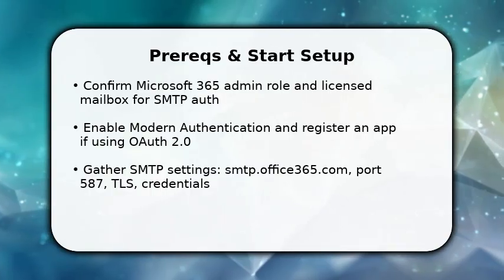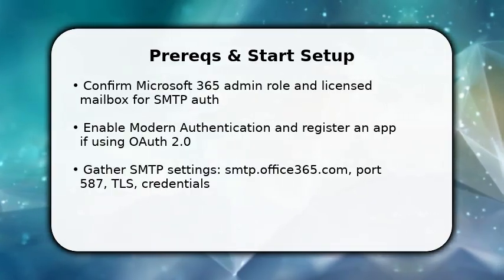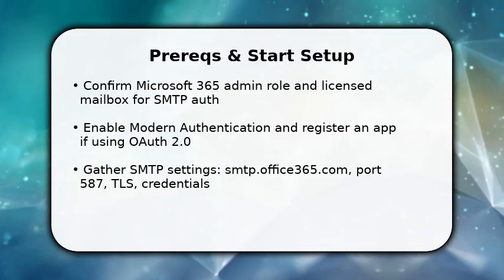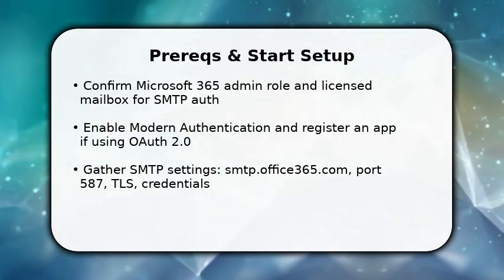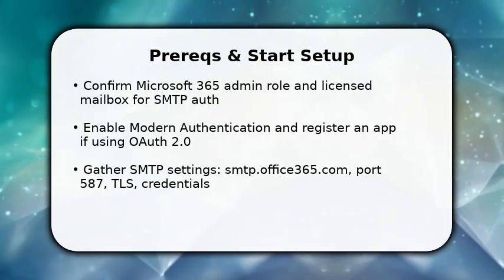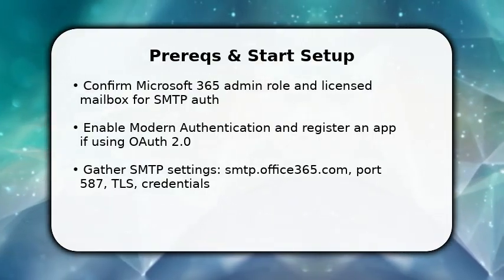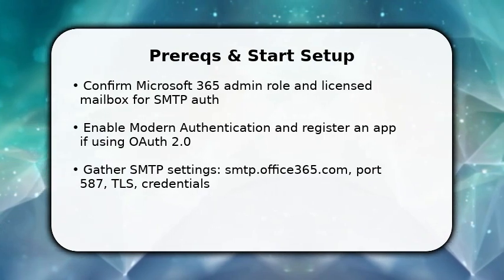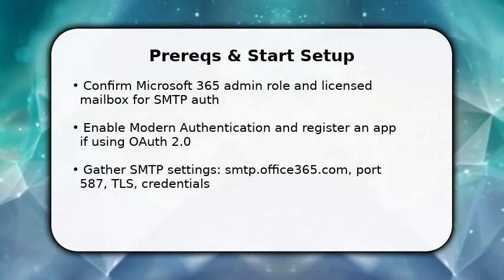If you plan OAuth, register an app in Azure AD and record the Client ID and Secret. Finally, note the SMTP server, smtp.office365.com, port 587 with STARTTLS. These are the values you'll input in client or device settings.